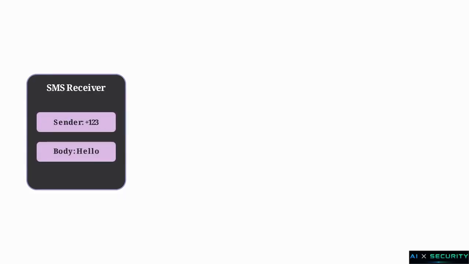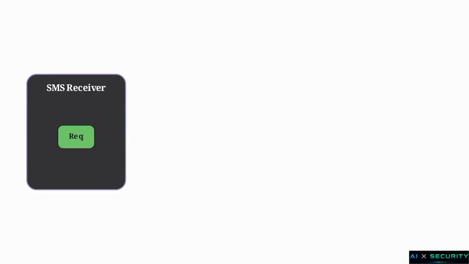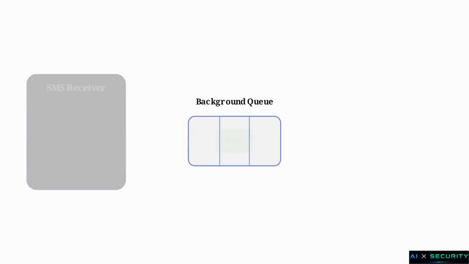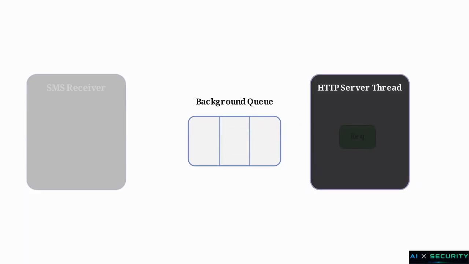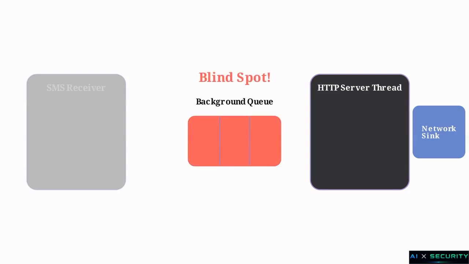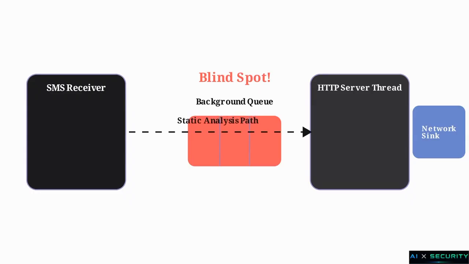Consider a real-world Android malware sample designed to intercept SMS data and transmit it to an external server. The sequence begins when an SMS receiver, acting as the initial trigger, extracts the sender information and message body, packaging them into a distinct request. Instead of sending the data immediately, the program places the packaged request into a background queue for later execution. Sometime later, a completely separate thread, acting as an HTTP server, pulls that data from the queue and executes the network transmission. For static analysis tools, this creates a major blind spot.